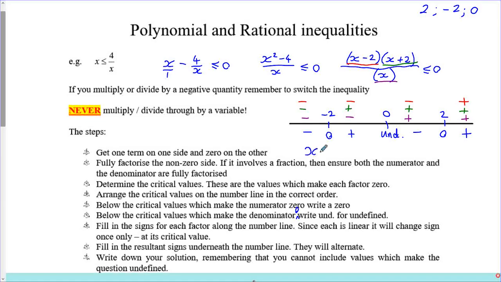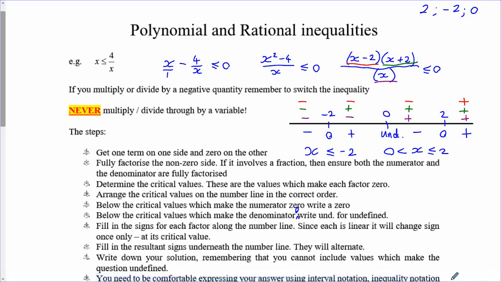So anywhere to the left, less than negative two, including negative two, will be absolutely okay. Or anywhere from zero onwards, not including zero, upwards to two, including two. All right, and that's the solution to this question.